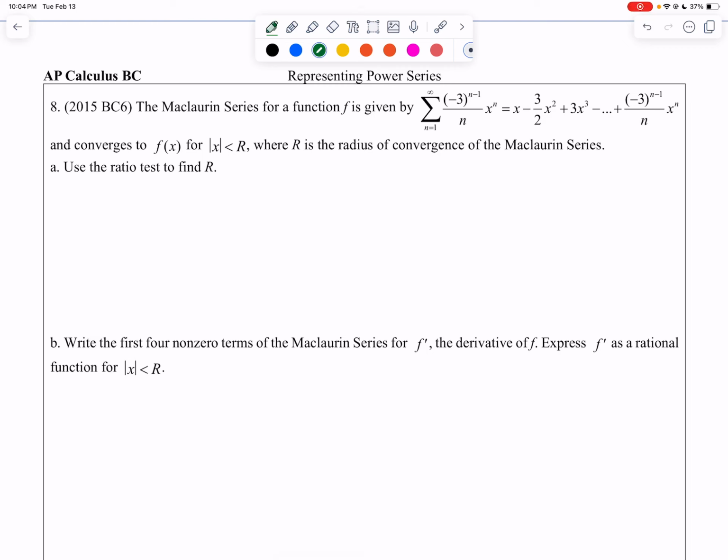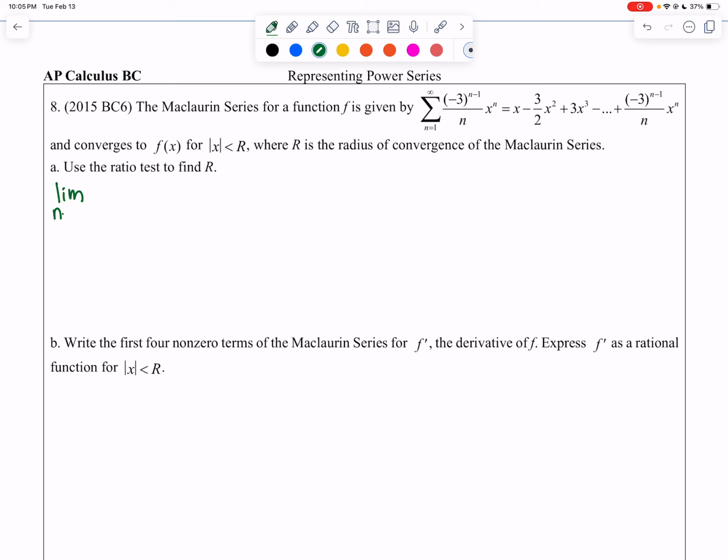Alrighty. We have number 8. The Maclaurin series for a function f is given by this lovely series, and it converges to f of x for all absolute value of x less than r, where r is the radius of convergence. So what we're going to be doing here for part A is finding that value of r to tell us the radius of convergence. And part A just says, hey, use the ratio test. So that's what we're going to be doing.